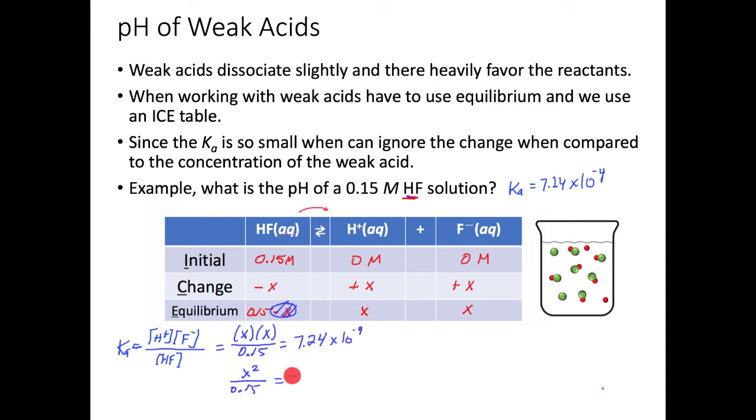I have a little bit of trouble with my pen today. Sorry about that. Times 7.2 times 10 to the minus 4. So I'm going to solve for this algebraically. I'm not going to do this step by step, but when I do, my x value, which is equal to my hydrogen concentration, and also equal to the fluoride, is going to be equal to 0.010 molar. When I actually calculate x and simplify that, x is this number here.